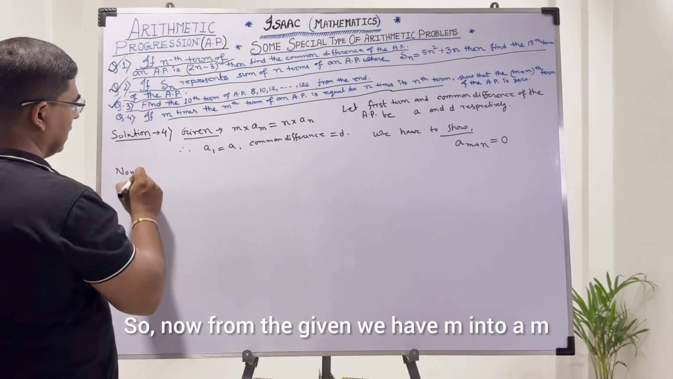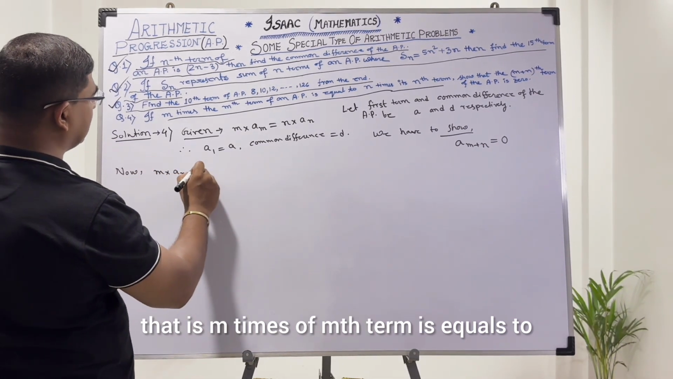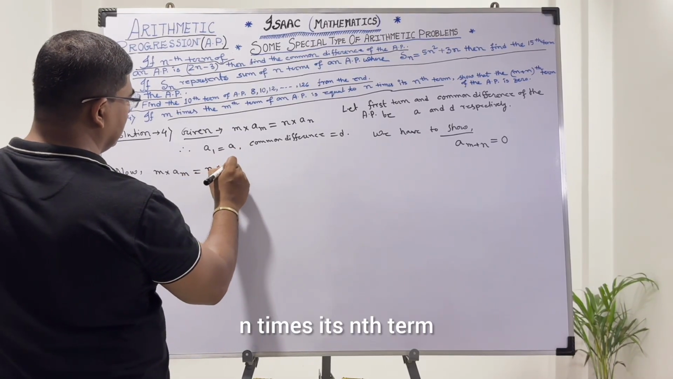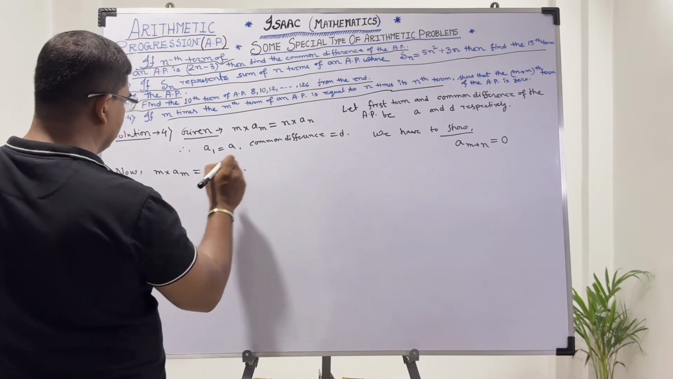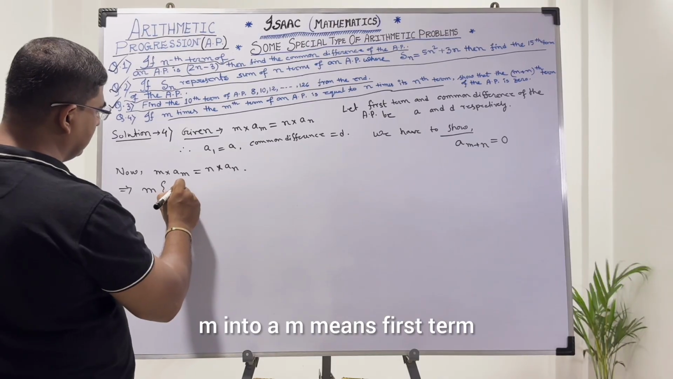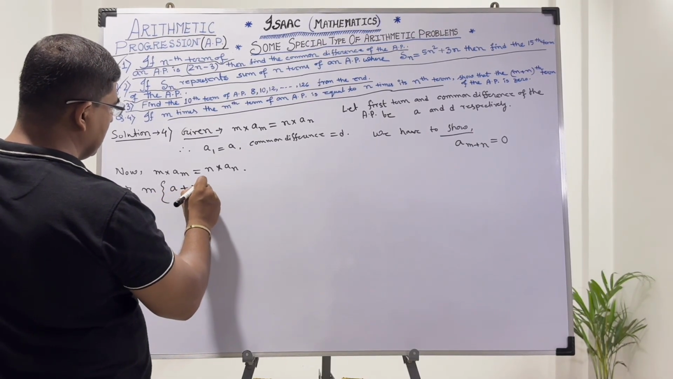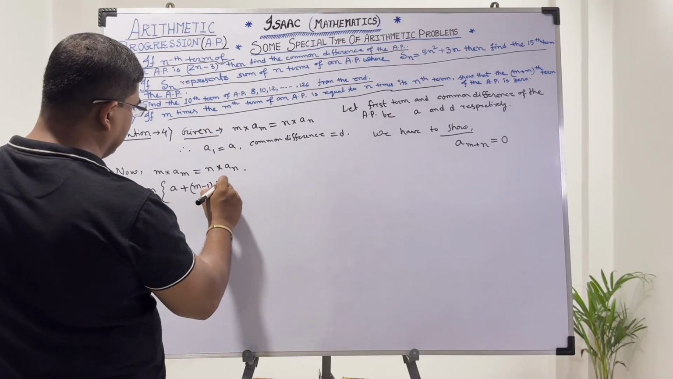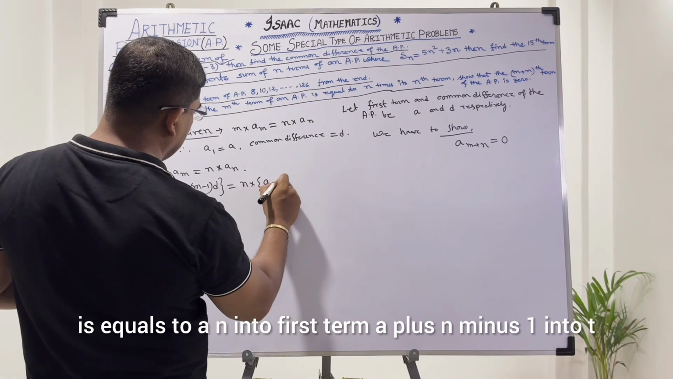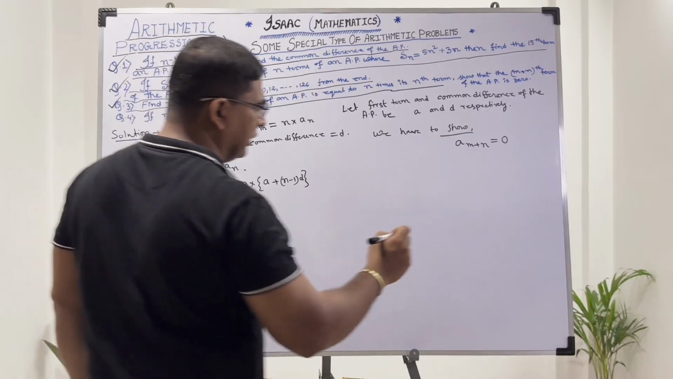So now from the given, we have m into am, that is, m times the mth term is equal to n times its nth term. M into am means m times first term a plus m minus 1 into d is equal to n into first term a plus n minus 1 into d, by this formula.